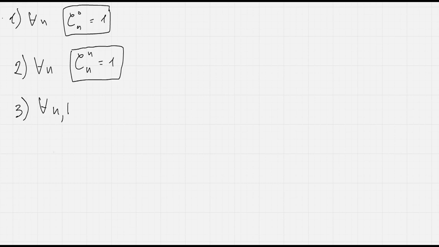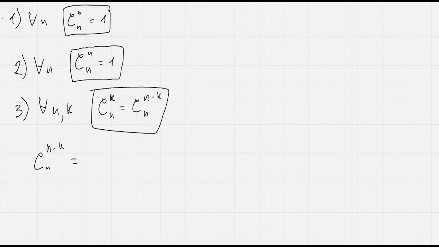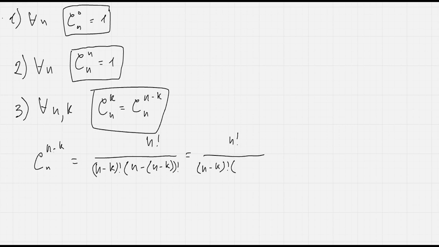Third, for any n and k, C of n and k is equal to C of n and n minus k. At first glance, this symmetry seems surprising, but it's easily seen from the formulas. C of n and n minus k is equal to n factorial divided by (n minus k) factorial and (n minus (n minus k)) factorial. That is, n factorial divided by (n minus k) factorial and k factorial. That is, C of n and k.